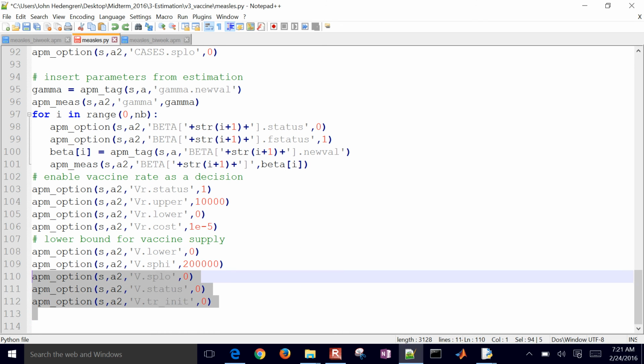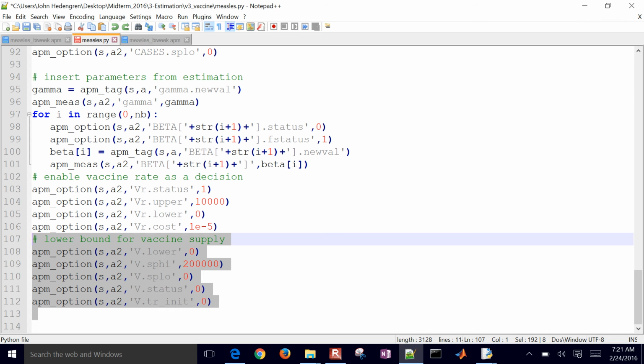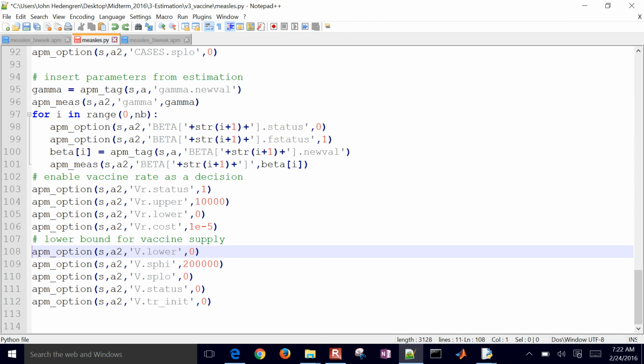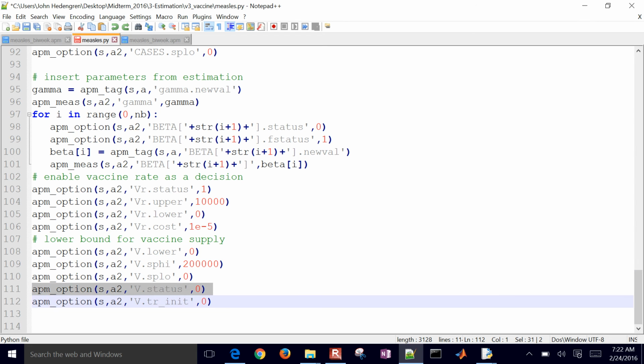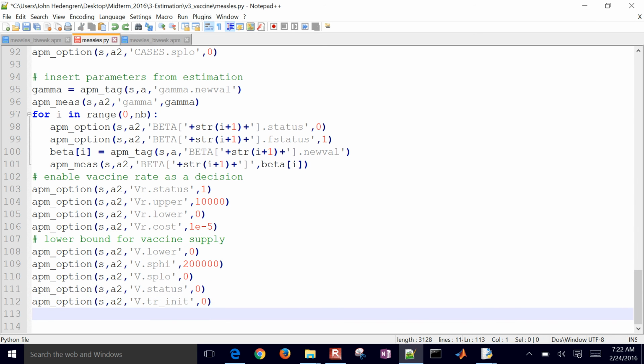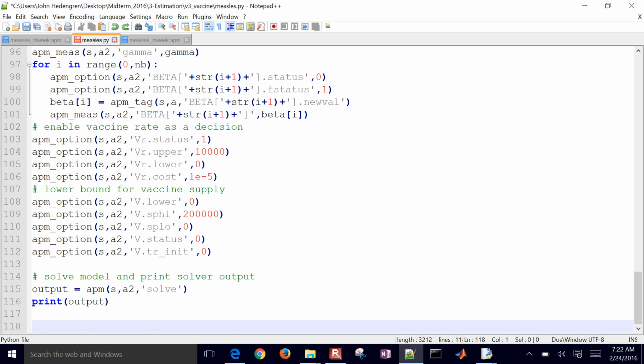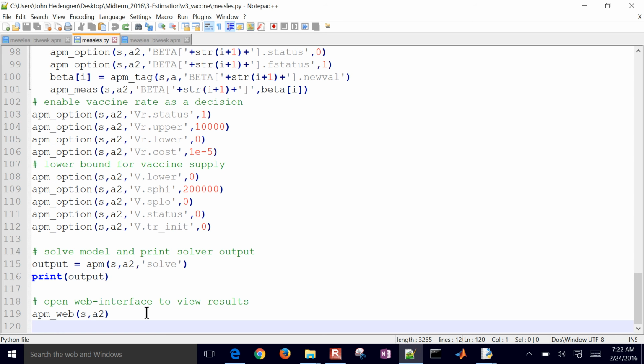Okay, and then we have this tuning for the vaccine itself, the vaccine supply. We have a lower bound of 0, a set point high of 200,000, low of 0. We also put some hard constraints on this. So these are more just for display purposes only. Okay, and then we have the status off, so we're not going to be trying to control this in the objective, and I put a pure deadband there just so we could see it from the display interface. Okay, then we want to solve this and then print the output, and I'll open up a web interface.